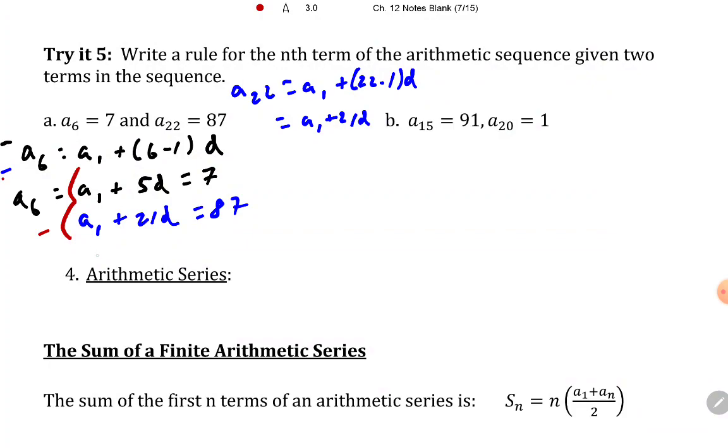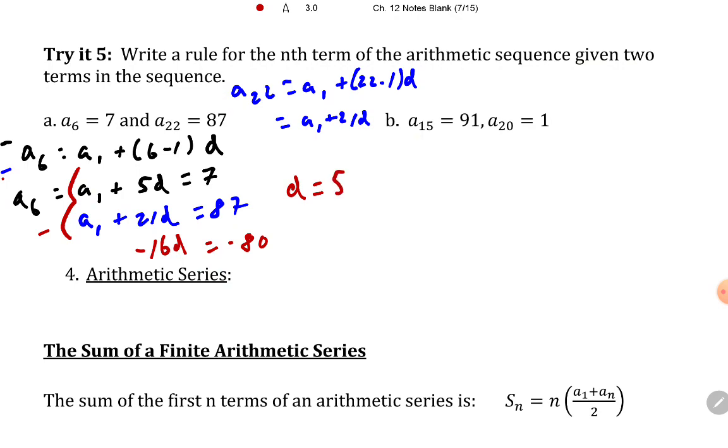So a1 minus a1, that drops off. 5d minus 21d is negative 16d. And then 7 minus 87 is negative 80. Divide both sides. D equals 5. Let me make sure. Negative 80 divided by negative 16, yep, 5.